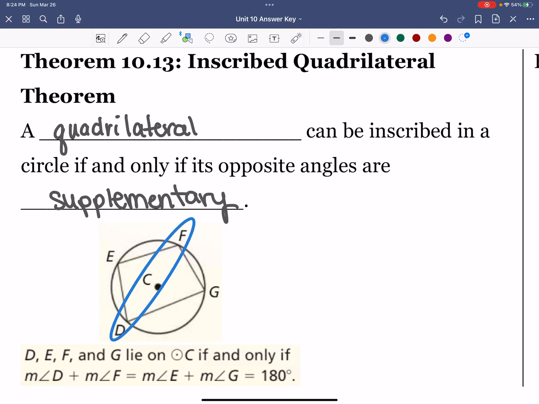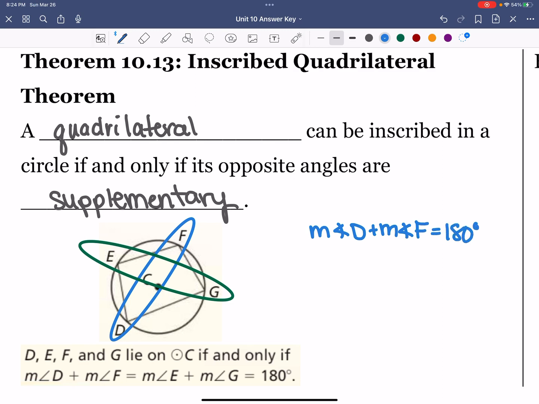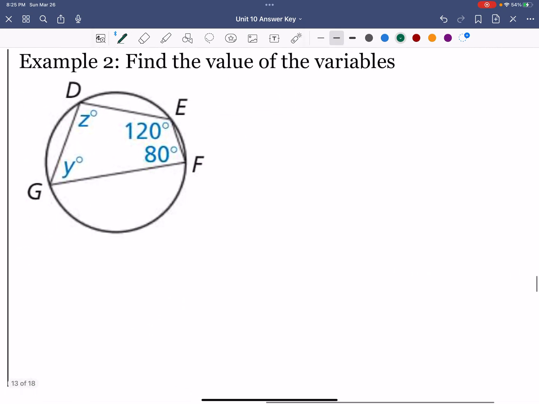So angles D and F are going to be supplementary. Angles E and G are going to be supplementary. So if I'm trying to solve, I'm going to say that the measure of angle D plus the measure of angle F is going to equal 180 degrees. Likewise, I can say that the measure of angle E plus the measure of angle G is going to also equal 180 degrees. So coming over here to my example, once again, I need to make sure I go across.